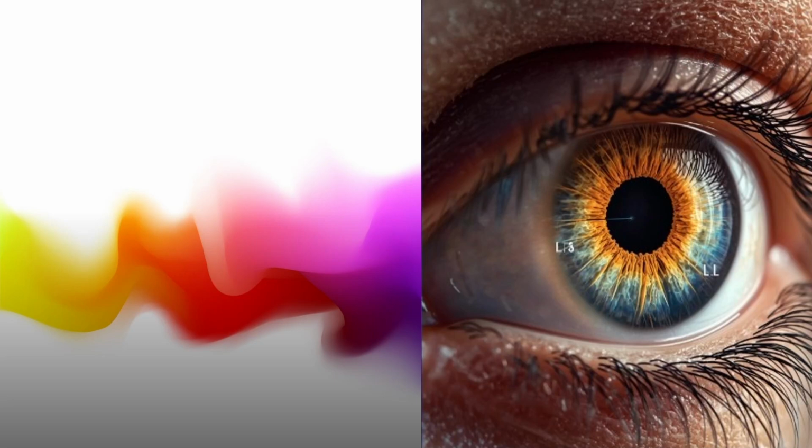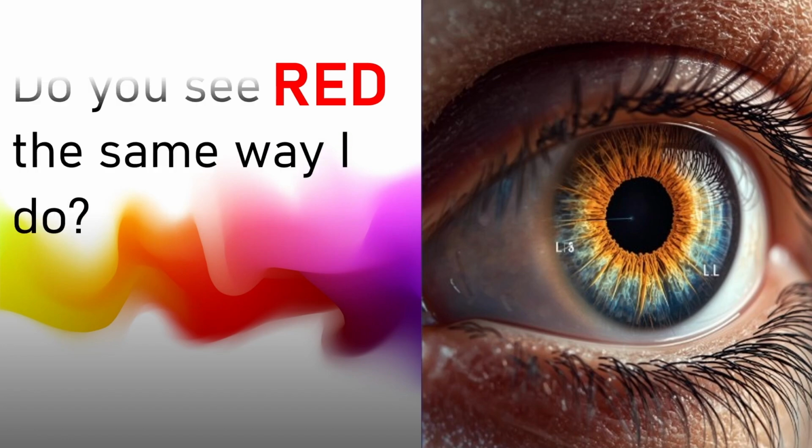Think of the color red. What comes to mind? Perhaps you know that there is a specific wavelength in the light spectrum that corresponds to red, and indeed there is. But what does this mean for you and I? Excuse the pun. What if I asked, do you see red the same way I do?